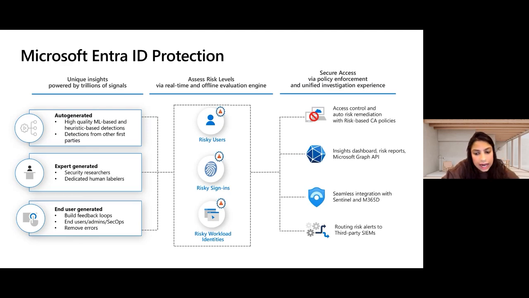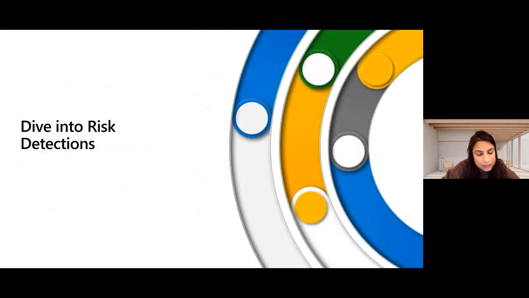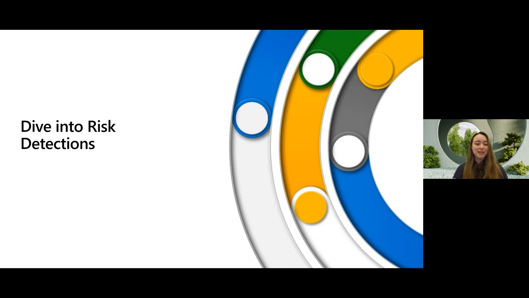Now, with that, I'll hand it over to Megan from the product team to dive deep into the risk detections. Thank you, Rashi. I want to spend a little bit of time just diving into what our risk detections are and how they work, because the really unique identifier Microsoft has is all of these signals, these trillions of signals that we're getting every day, and how we can use them to really pinpoint risk in your environment.